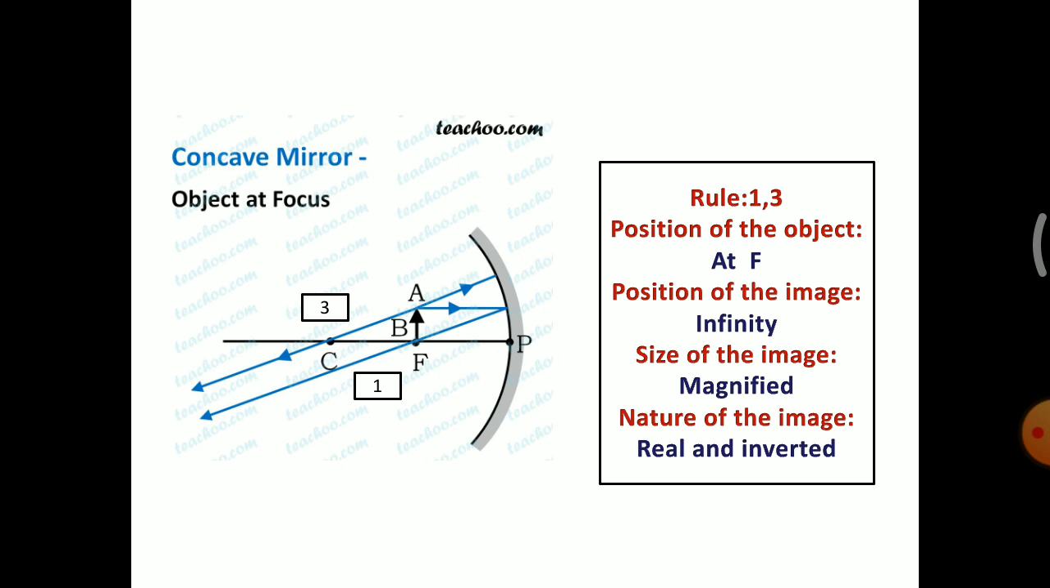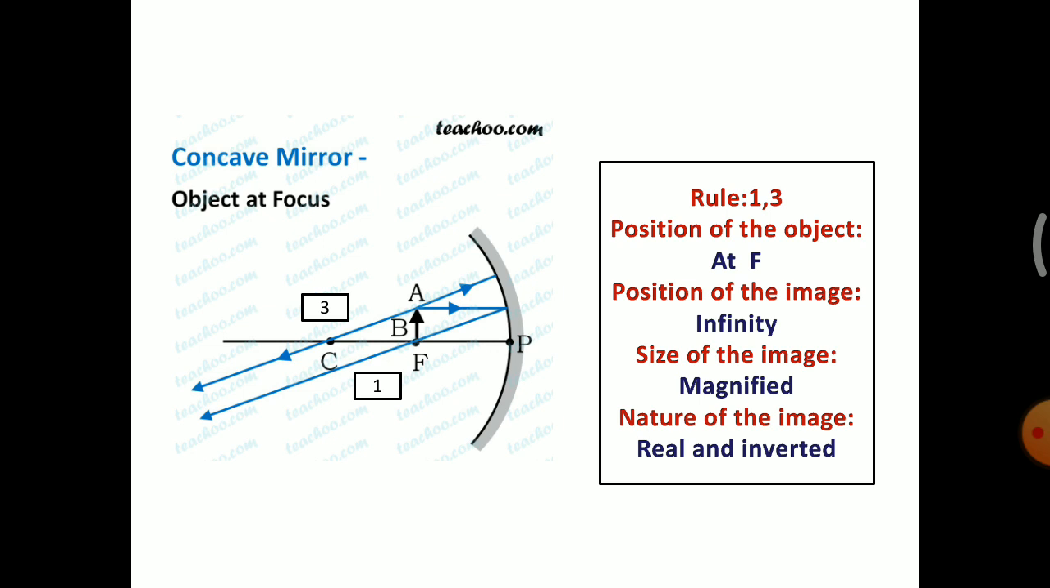The next position: the object is placed at focus F. Here I used rule number 1: a ray parallel to the principal axis, after reflection, will pass through the focus. And I used rule number 3: a ray passing through the center of curvature will go back along the same path after reflection. So I wrote the position of the object is at F.